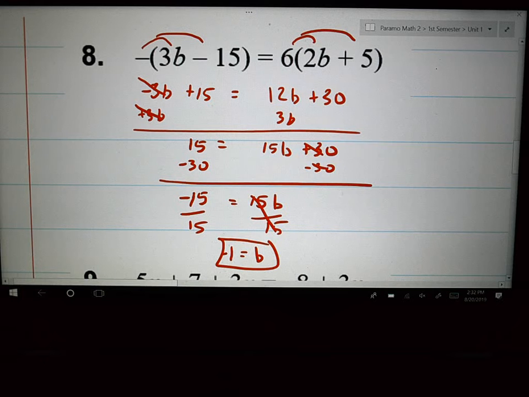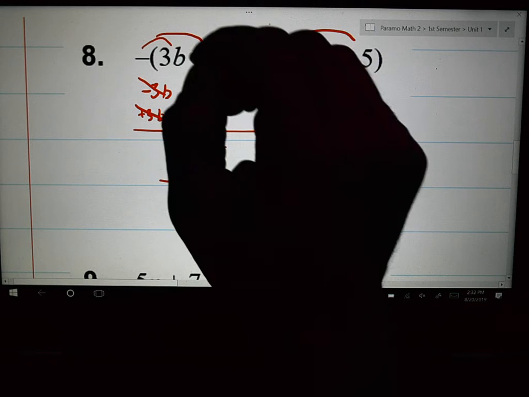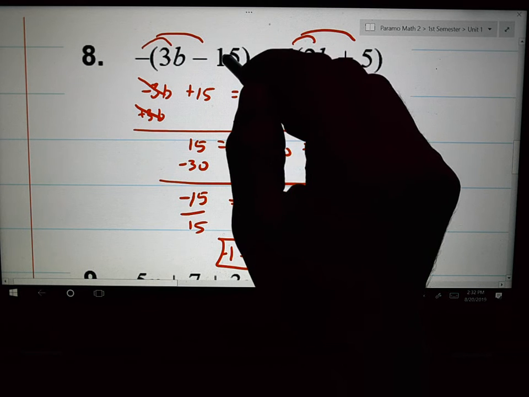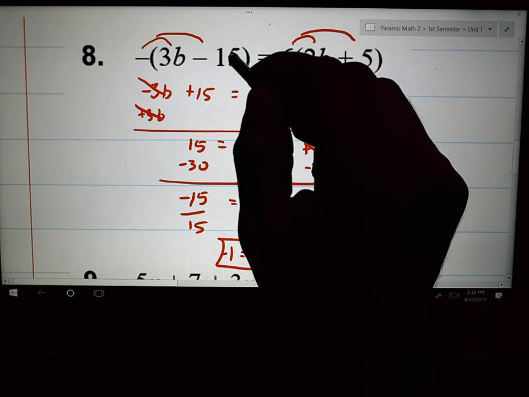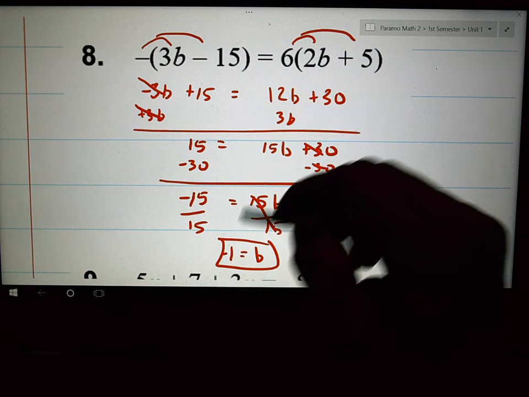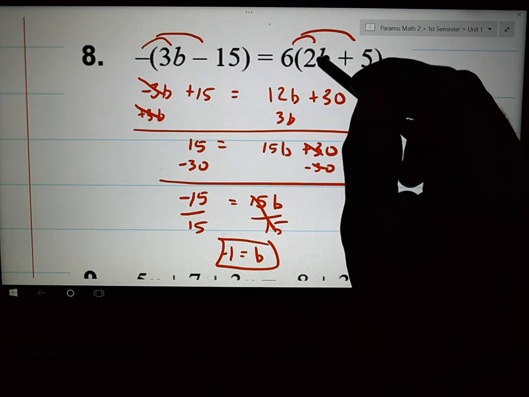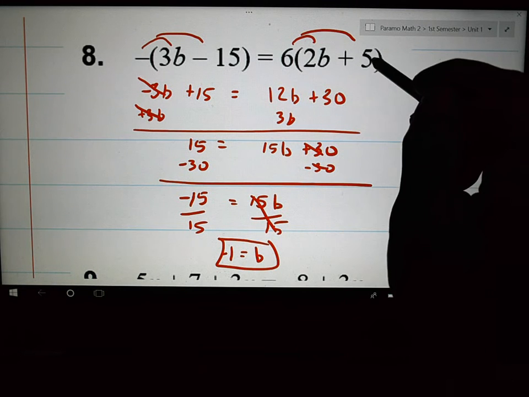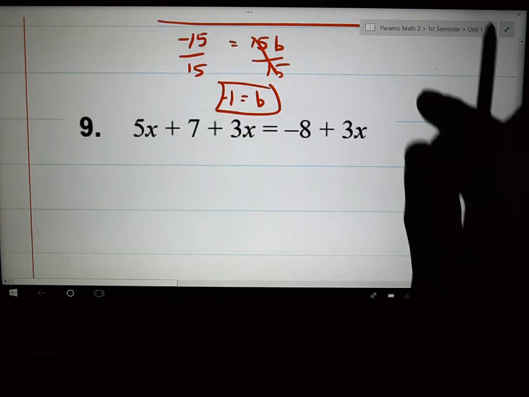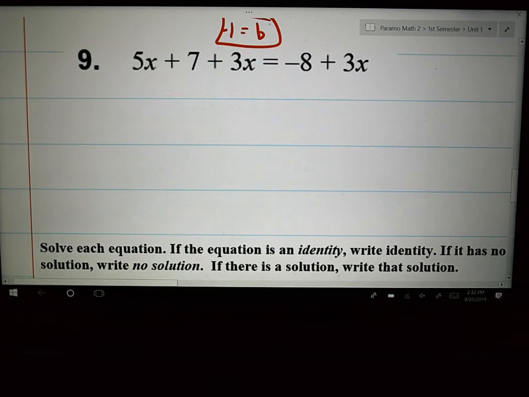Speaking of that, once you get your answer, you should plug it in and see if it works. -3 minus 15 is -18. With a negative sign is 18. Let's check that over here. 2 negative 2 is 3. 3 times 6 is 18. It works. You can check it mentally, or you can plug it in and go from there.